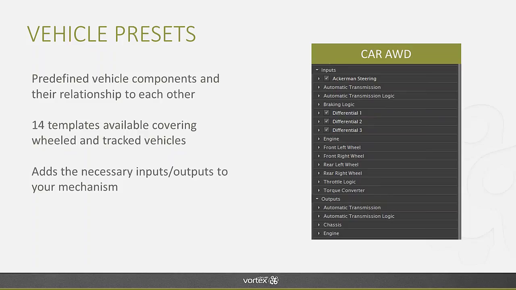So if you select, for example, the all-wheel drive car preset, then you would populate your mechanism with transmission, engine, and wheel inputs, outputs, and parameters. This is an internal combustion engine, so you would be defining the performance of the engine based on a torque table and then the distribution through the transmission and differentials.